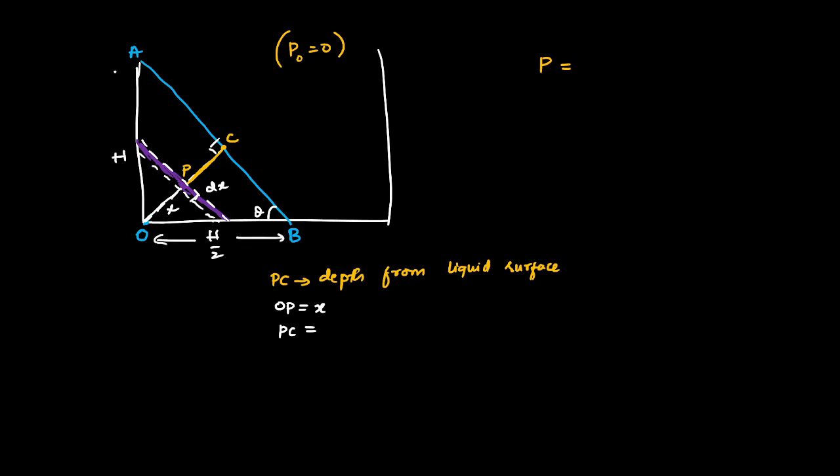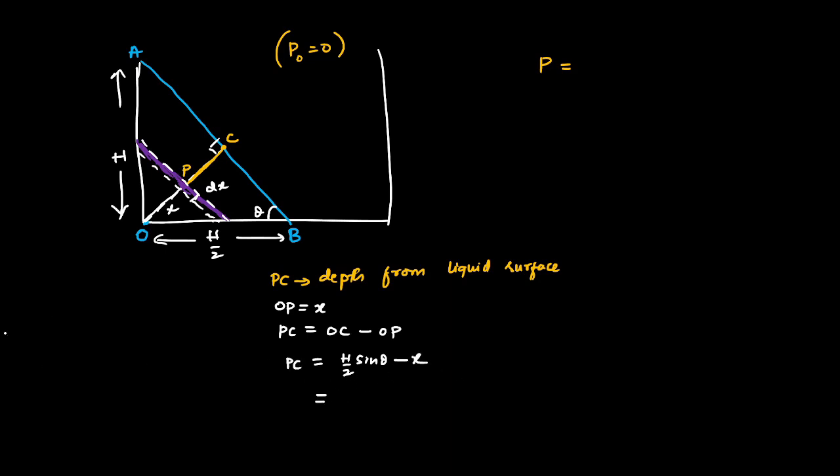And this is h amount of height from A to O. So we can write now O to C minus O to P, that is PC, correct? So O to C is h by 2 sine theta and O to P is x. So we have PC value as this.